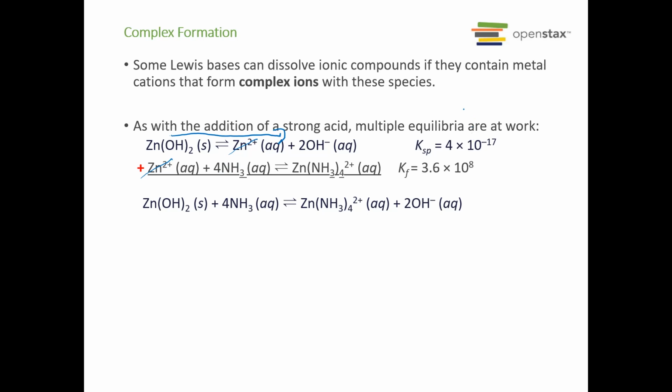So, just like with the addition of a strong acid, we have multiple things going on in solution. There's a Ksp value for the formation of the ions from the zinc hydroxide. This is what we talked about earlier in the chapter. And then there's also a formation constant for this complex. So we have multiple equilibria going on here in the solution.